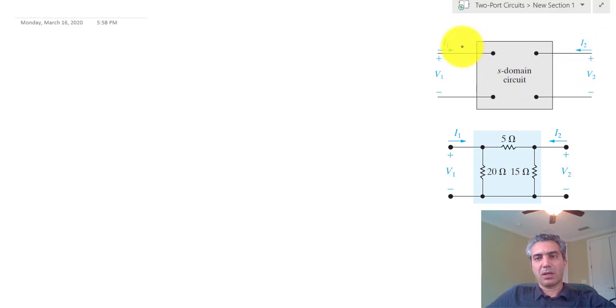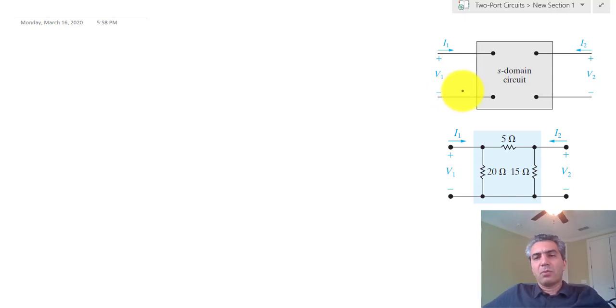What that means is that I1 is going into port 1, and the same I1 is coming out of that port, and I2 is going into port 2, and I2 is coming out of that port. Obviously this is a specific case of KCL that you could write for this node, where all the currents going in have to be equal to the current out. Generally speaking, this doesn't have to be the case, but for the circuits that we're going to discuss, this condition is met.